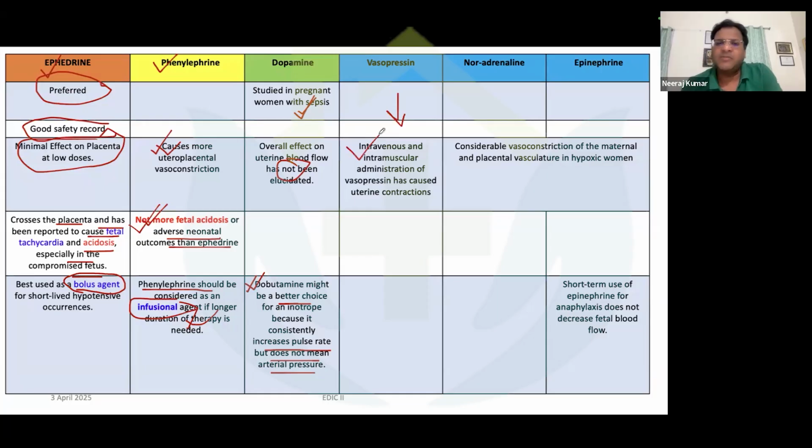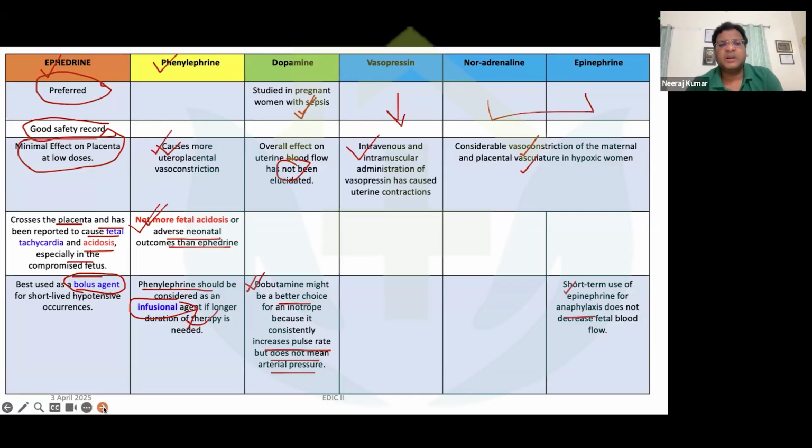The IV and IM administration of vasopressin has caused uterine contractions. And coming to norepinephrine and epinephrine for managing the hypotension caused by subarachnoid block, these cause considerable vasoconstriction, and they compromise the placental vasculature as well, especially in hypoxic women. And the last point is that short term you can use epinephrine, especially for anaphylaxis, not for decreasing the fetal blood flow. So this is in a nutshell how these drugs are used and what the various findings are.